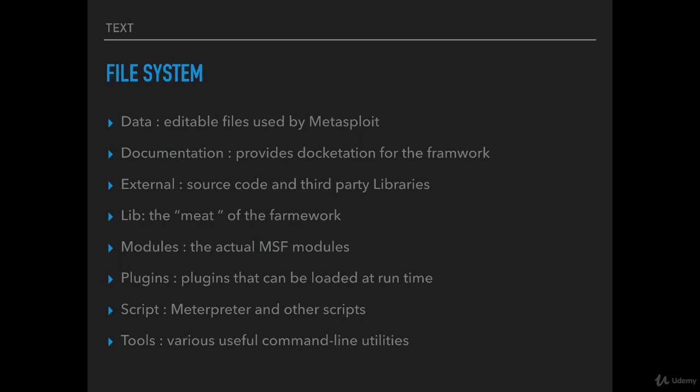So in the file system, data is editable files used by Metasploit. Documentation for the framework. Externals are the source code and third-party libraries contained in Metasploit. Lib is the meat part of the framework. Module is the actual MSF module.